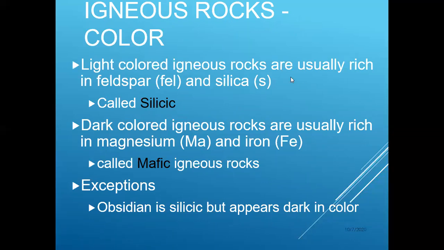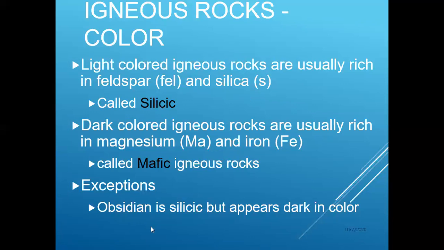And then this is just expanding upon more of the colors. Lighter colors are usually rich in feldspar and silica. Darker colors are usually rich in iron and magnesium. You're not going to necessarily be quizzed on this, but this is just for your reference.